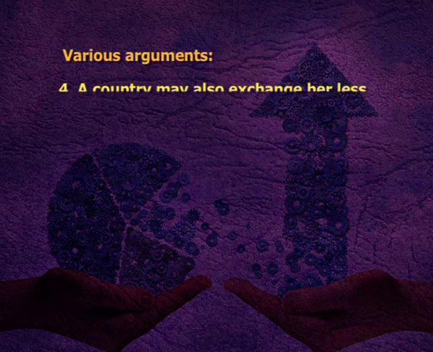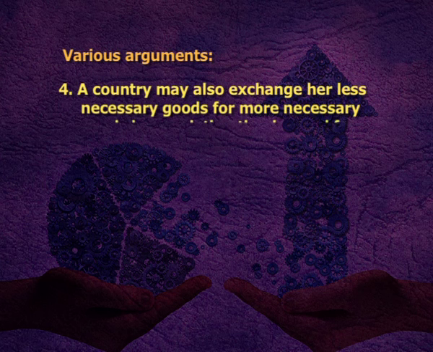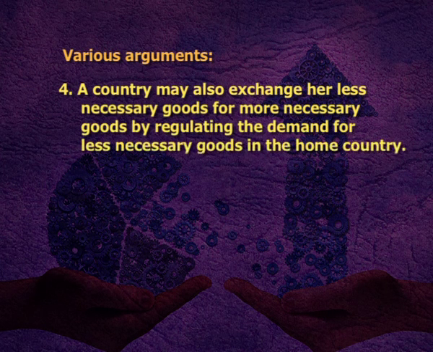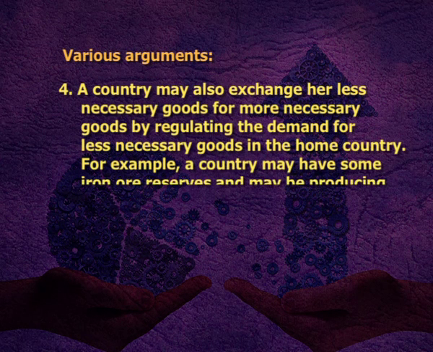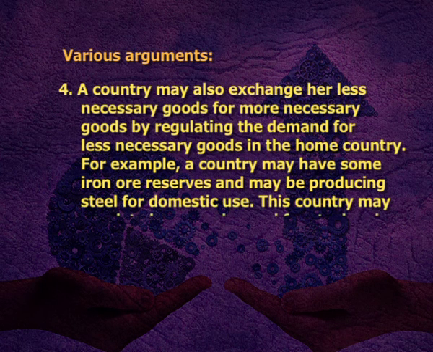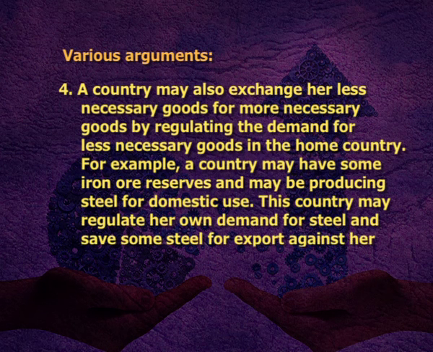A country may also exchange her less necessary goods for more necessary goods by regulating the demand for less necessary goods in the home country. For example, a country may have some iron ore reserves and may be producing steel for domestic use. This country may regulate her own demand for steel and save some steel for export against her imports of petrol.